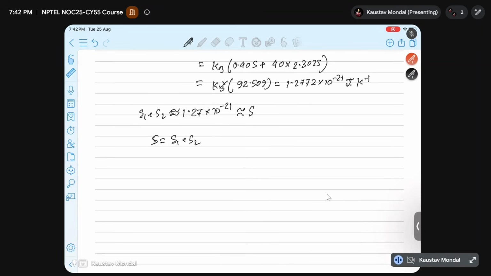The main thing from here is that entropy is an additive quantity. So if you mix two systems, their entropies will not multiply with each other. Their entropies will add with each other. Entropy is additive for independent subsystems.